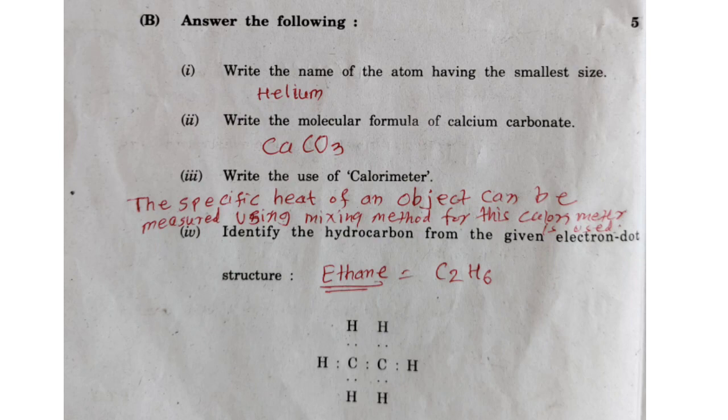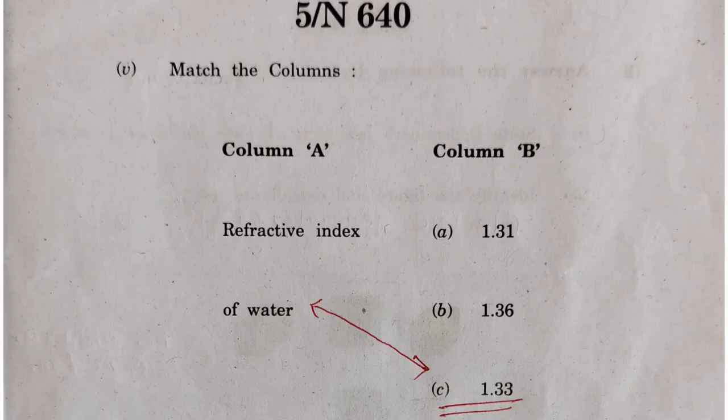Third, write the use of a calorimeter. The use of a calorimeter: the specific heat of an object can be measured using the mixing method. For this, a calorimeter is used. 4. Identify the hydrocarbon from the given electron dot structure. The hydrocarbon name is ethane. Formula C2H6 is correct. Fifth, match the columns.